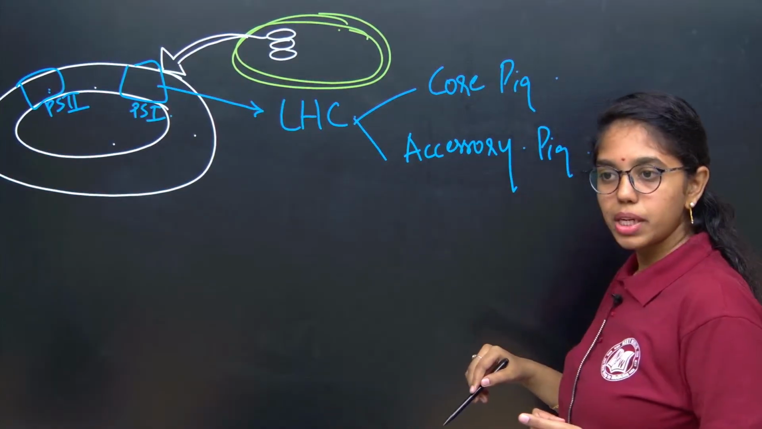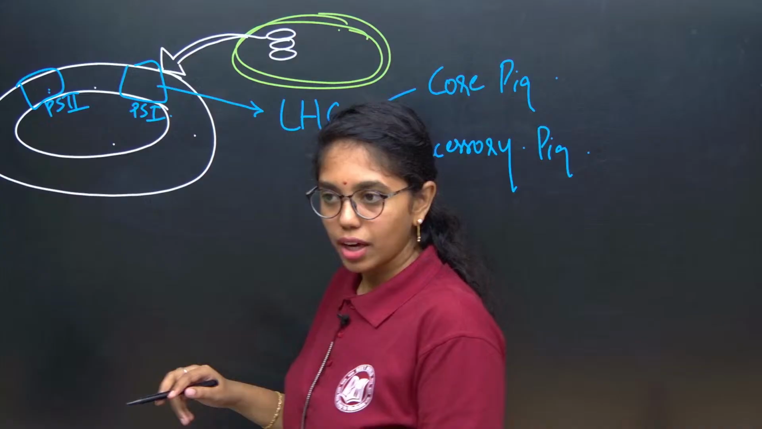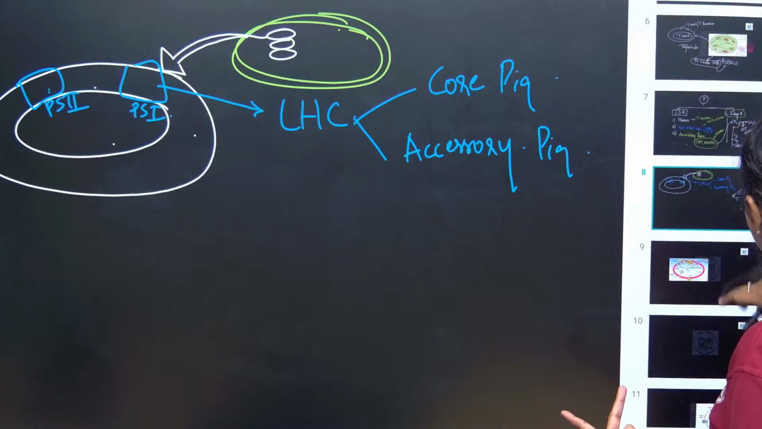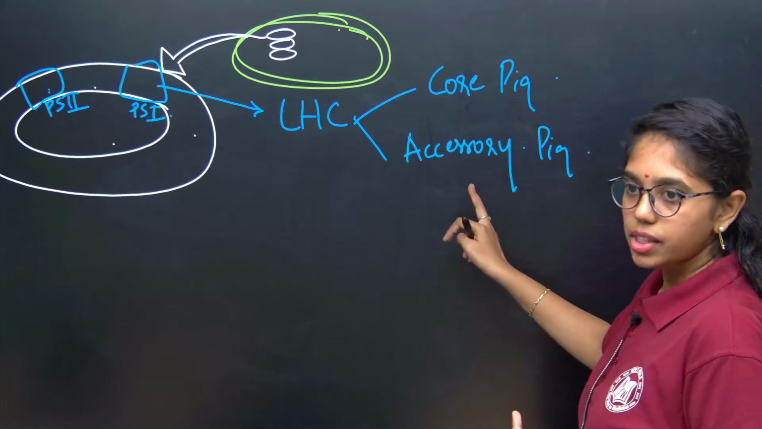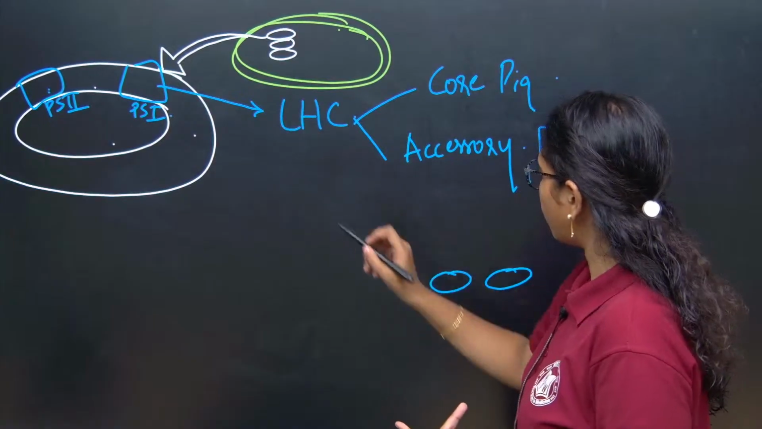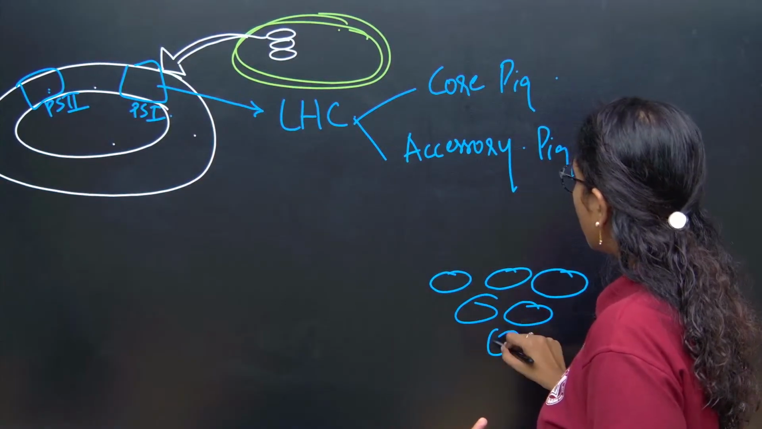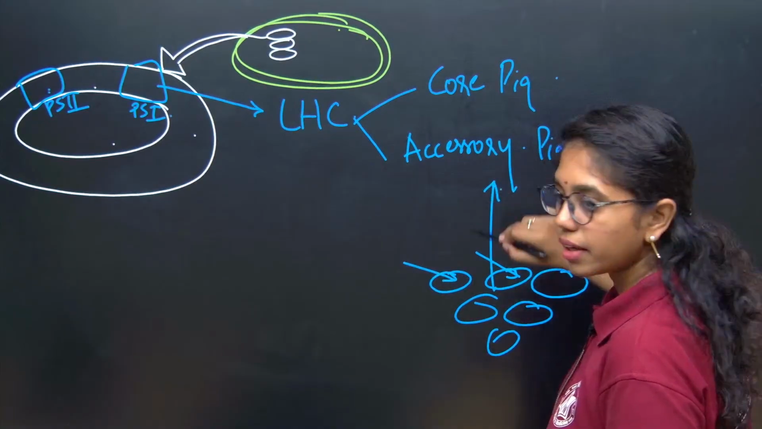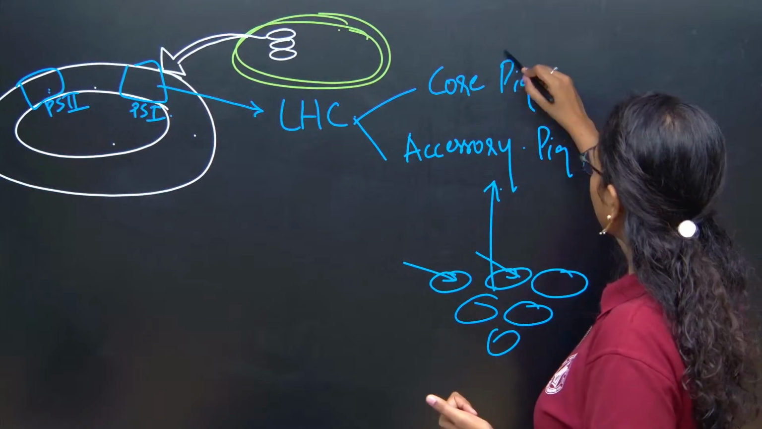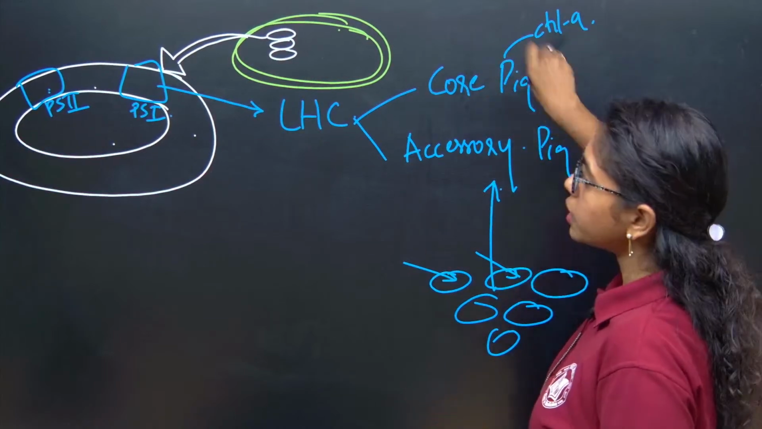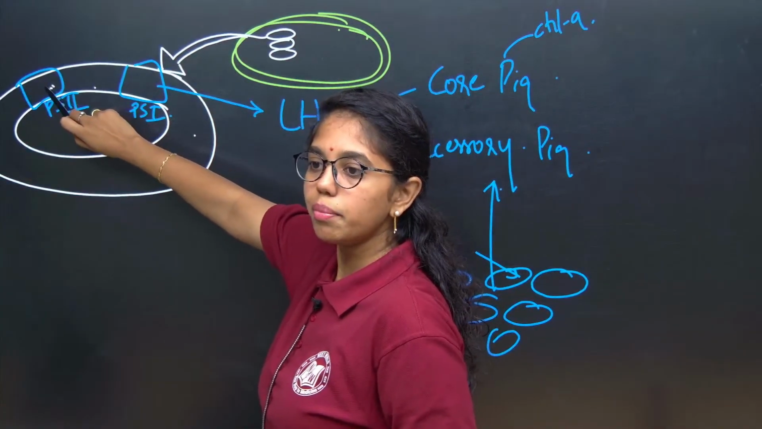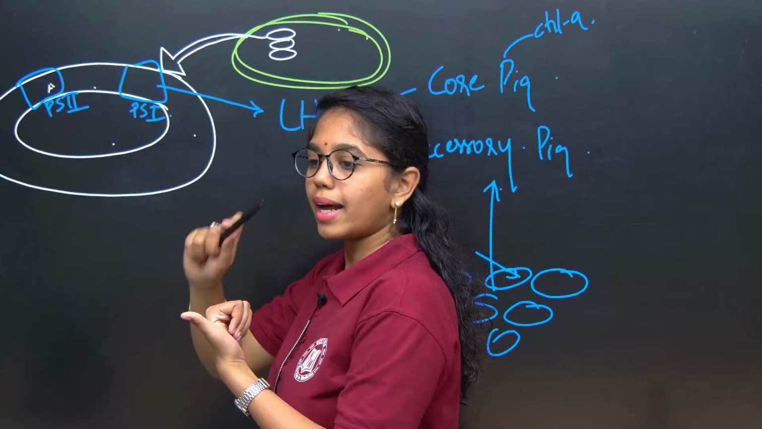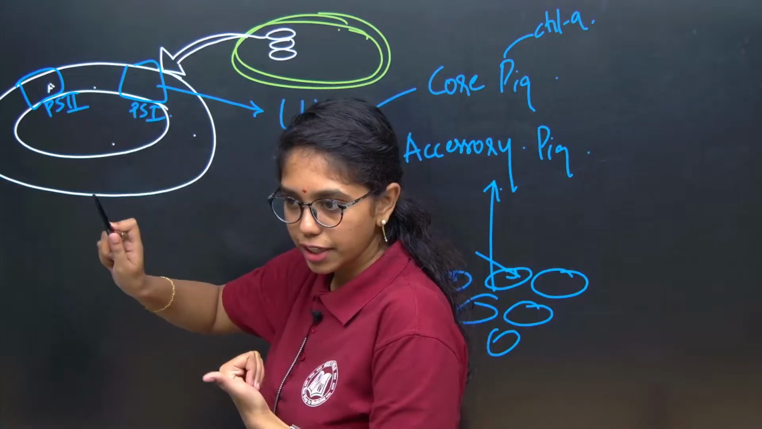What are the accessory pigments? Chlorophyll B, carotenoids, xanthophylls. These are the accessory pigments inside photosystem 1 or photosystem 2. They will absorb light at different wavelengths and submit it to the core pigment. The core pigment is chlorophyll A. All these pigments are present inside the photosystem, inside the thylakoid lamella itself. Is that clear? So, the first thing is absorption of light in the form of photons.